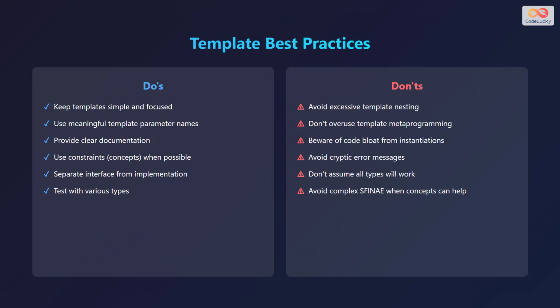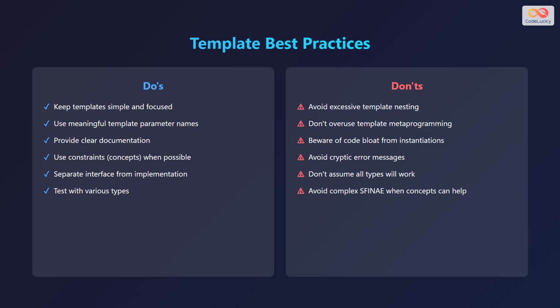Let's summarize the template best practices. Do's: keep templates simple and focused. Use meaningful template parameter names. Provide clear documentation. Use constraints, also called concepts, when possible. Separate interface from implementation. Test with various types.